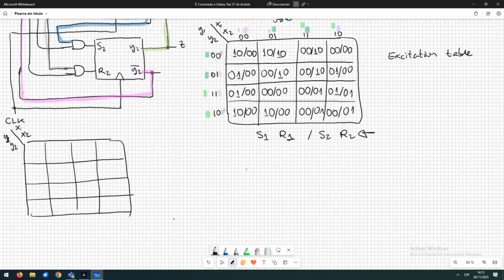Here we have our state variables. We use our typical gray code. And we need the behavior table to fill this table. The behavior table of the SR bistable was the following. I remember that you need to know that by heart.